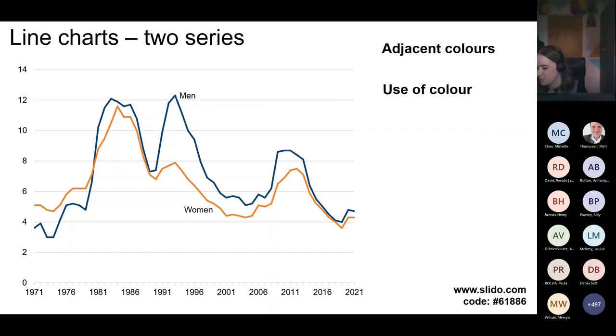this. So bear with us. Hopefully this will work. Ella's going to put up a poll. And we're first going to look at adjacent colours. So it's basically for you to say, do you think this line chart passes the adjacent colours success criterion? And you can vote on the Slido. So remember, the adjacent one just says, have they got enough contrast with the background and enough contrast with the other colours on the chart?